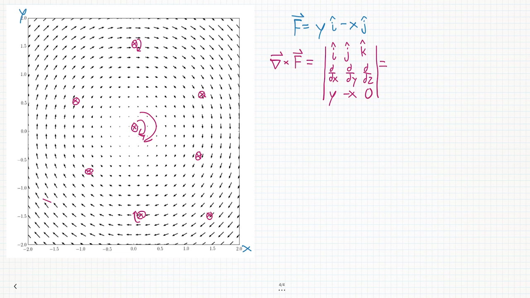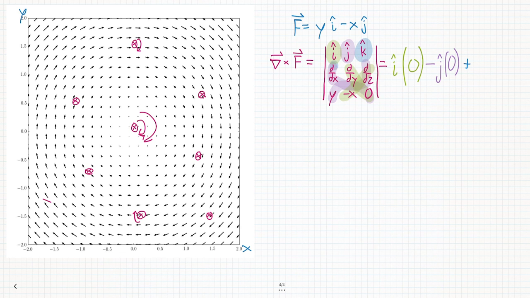The determinant will be i times this minus that. So that's i times partial of 0 with respect to y, which is 0, and partial of negative x with respect to z, which is also 0. Now we subtract j times this minus that, and that's j times partial of 0 with respect to x, which is 0, minus partial of y with respect to z, which is again 0.